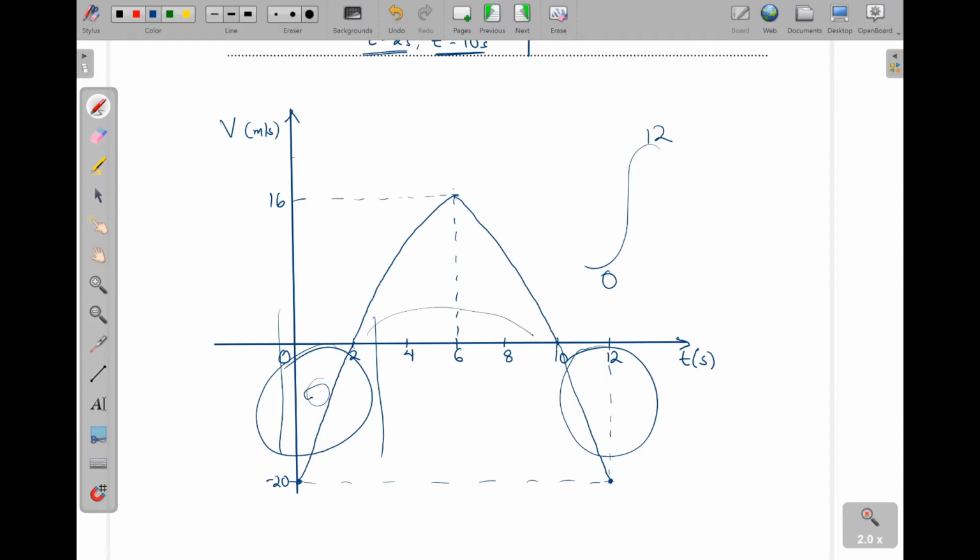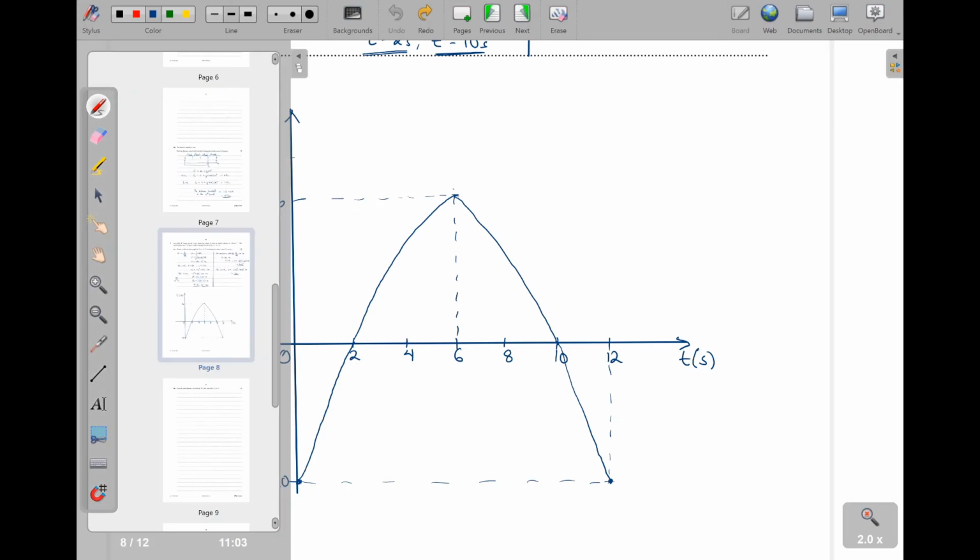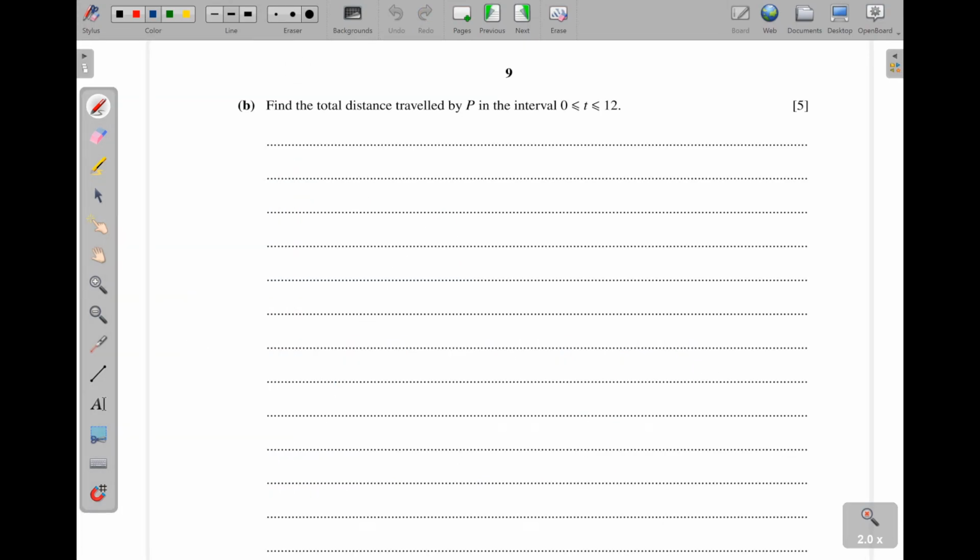Then the one that is above here, that one I don't need to put in the modulus because it is already above the t-axis. And then this one here, I also put it in the modulus signs to make it positive.